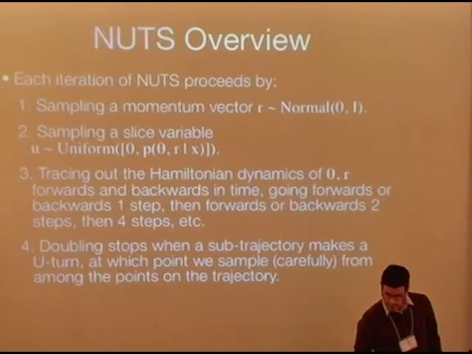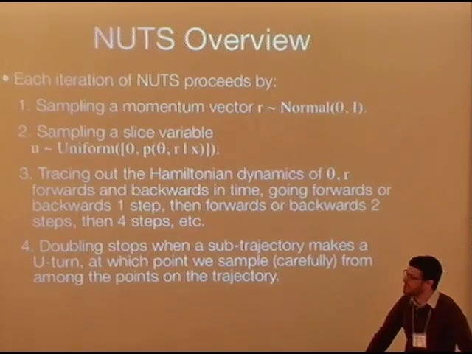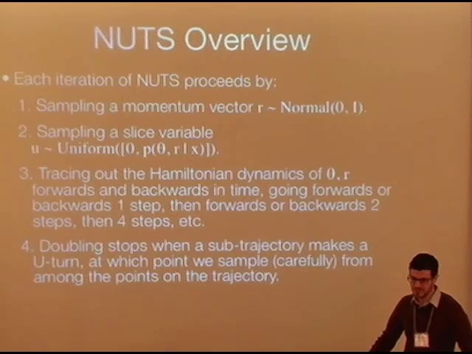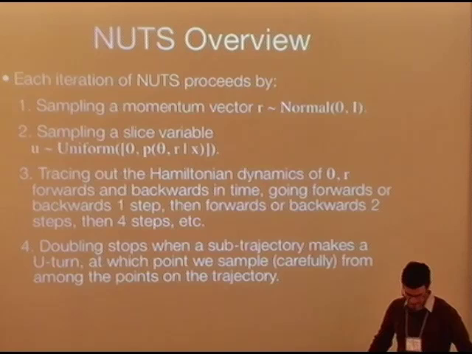So at a high level, each iteration of NUTS proceeds, as in HMC, by first resampling this momentum vector. Then we sample a slice variable. If you're familiar with slice sampling, great. If you're not, don't worry too much about this. It's not critical. We could do NUTS without this. It just makes the algorithm a little bit simpler. And that's pretty much all I'm going to say about it.